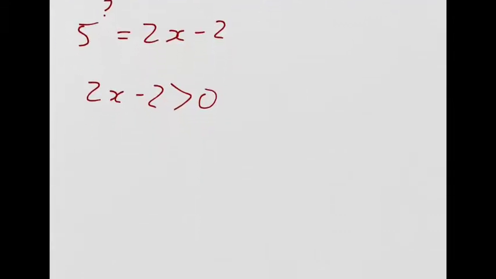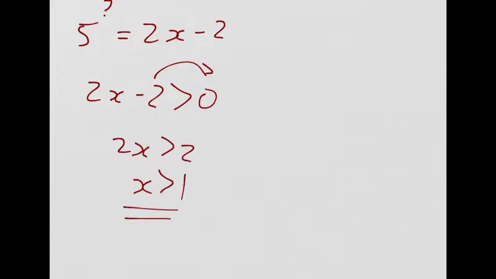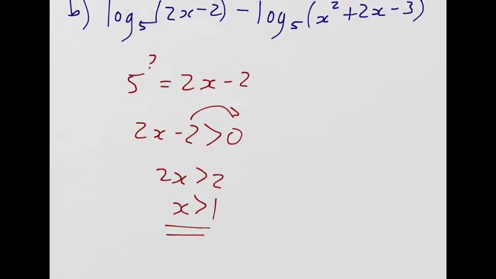So just solving for x here, I bring the 2 over. 2x is greater than 2, so x has to be greater than 1. That's the restriction that comes from the first logarithm. So just to clarify again, as long as x is bigger than 1, this is possible. As soon as it equals 1 or is less than 1, this is an impossible statement, and therefore this logarithm is undefined. Make sense?